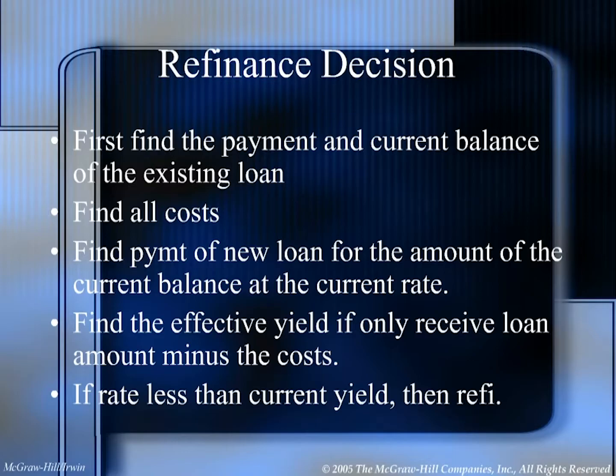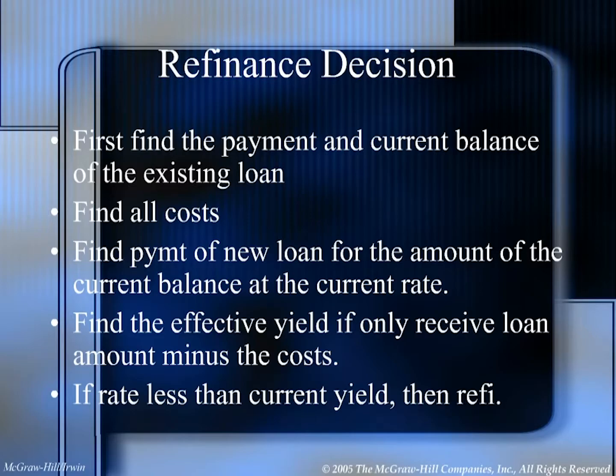So the new loan would be for the amount of the current balance, and then you'd say, well, what is it at the current rate? So whatever that current rate is, crank out the payment. But in effect, you would not get that full balance because you would have to pay out the costs.